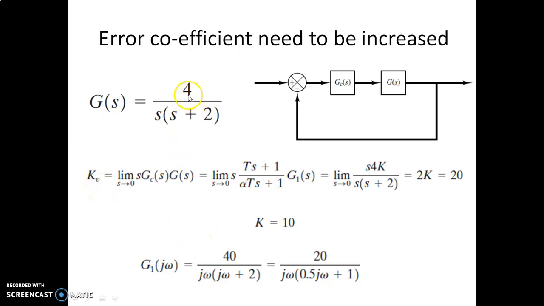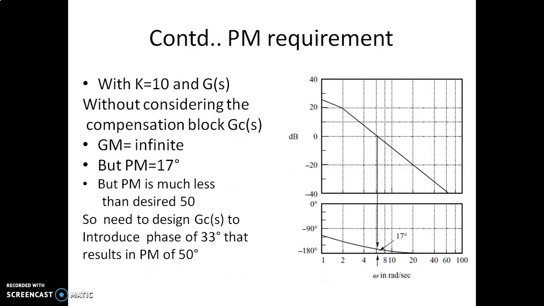So whatever 4 by s into (s plus 2) we had, that should be made 40 divided by s into (s plus 2), so this should be multiplied by 10 now. If this is multiplied by 10, naturally we are going to have an increased value of Kv. But if we simply increase this 4 to 40, naturally the phase margin will reduce, and the gain margin will also. Let us see what happens to gain and phase margin.